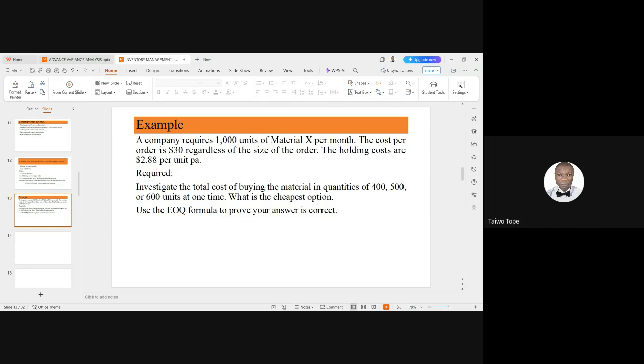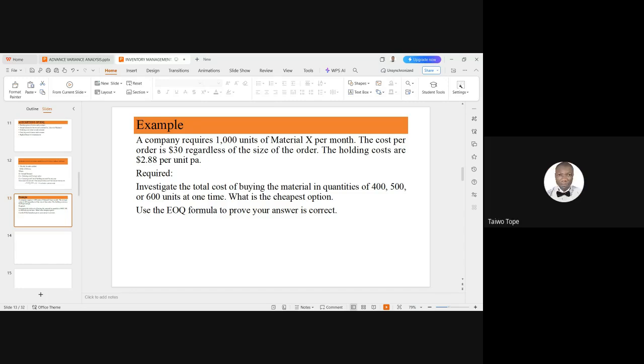Your annual demand will be what? 12,000, which is 12 times 1,000. So your ordering cost per order is what in the question? $30. And your holding cost is 2.88, which is also our carrying cost.